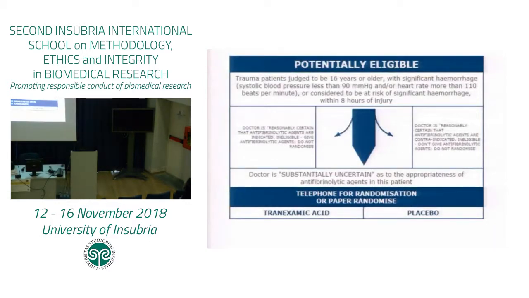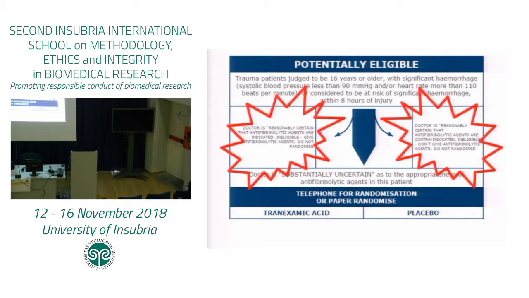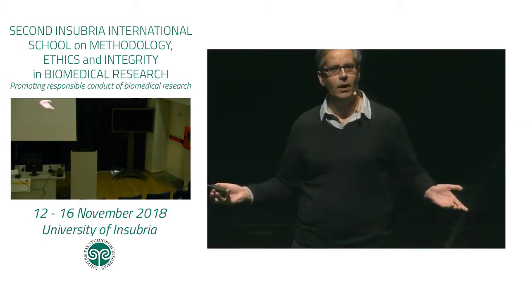In the study, this is how you enrolled a patient. You enrolled them unless you thought that the drug would work, in which case you gave it, or you thought that the drug wasn't going to work, in which case you wouldn't give it, and you would only give the drug if you were substantially uncertain as to the appropriateness of antifibrinolytic agents in this patient. What kind of a trial is that?